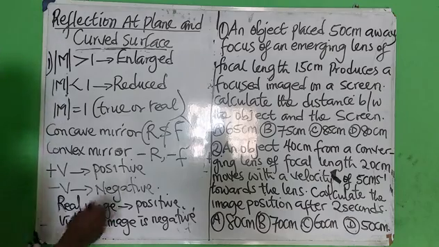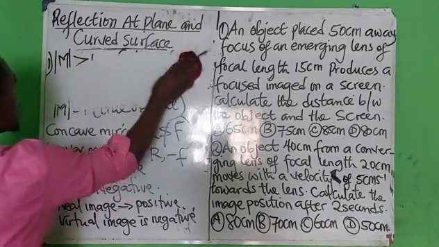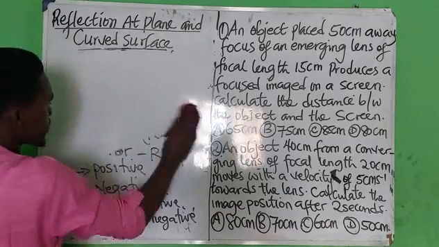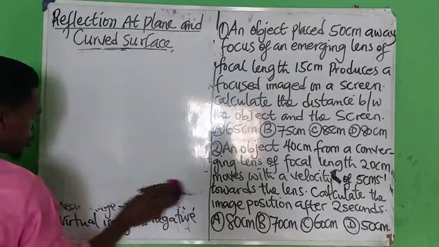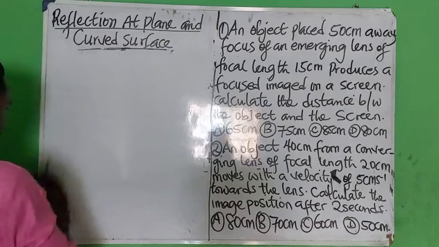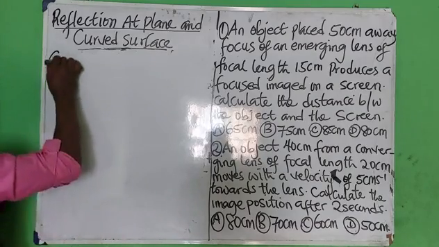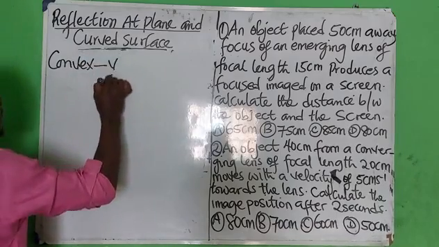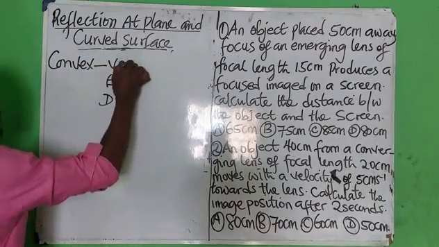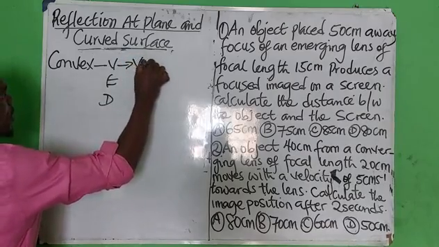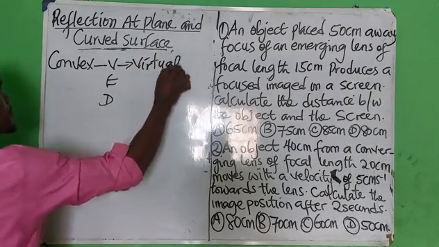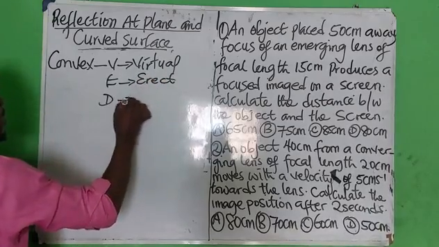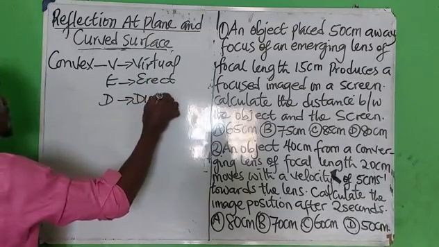So please always note that the images formed by a convex mirror are usually VED. Convex mirrors form what is called what? VED. V stands for virtual, E for erect, and D for diminished.